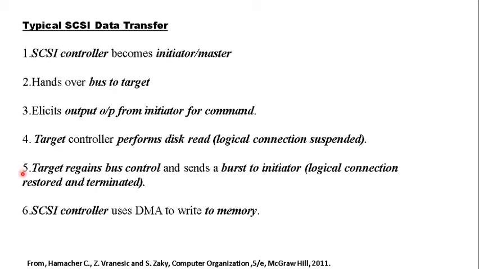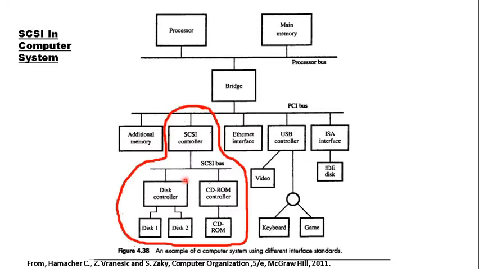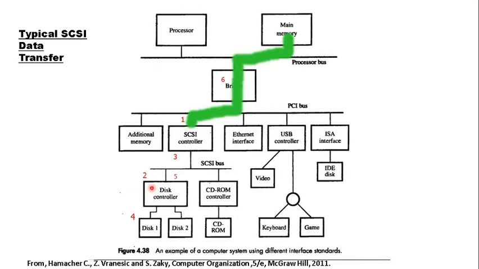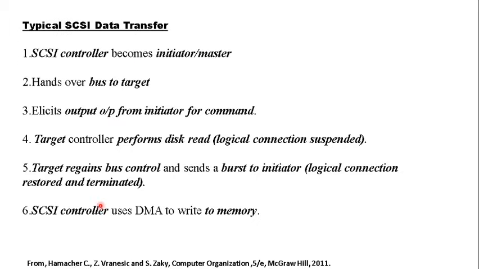Then once the disk read has been completed and the SCSI controller of the hard disk is ready to give a burst of data to our actual SCSI master, it has to regain control of the bus. At step number 4 we have seen that this disk controller is no longer in charge of the SCSI bus. Now it has to go into an arbitration process, or a competition process, regain control of this SCSI bus, and then transfer the burst of data it has accumulated to the actual master.